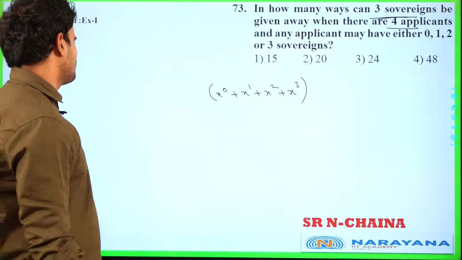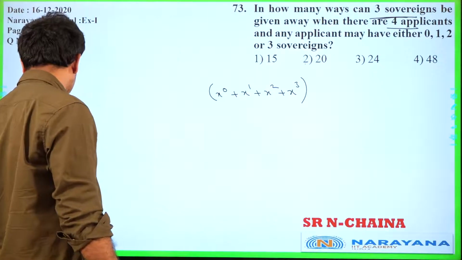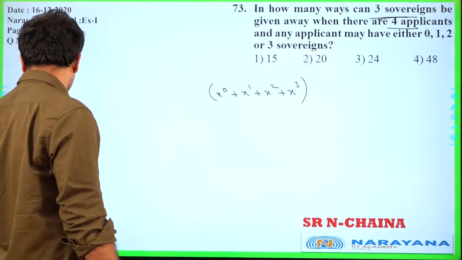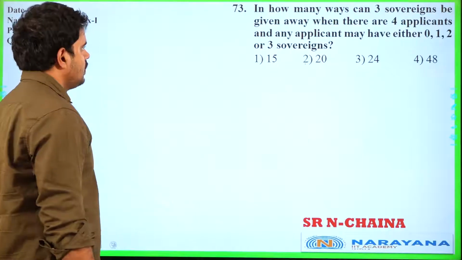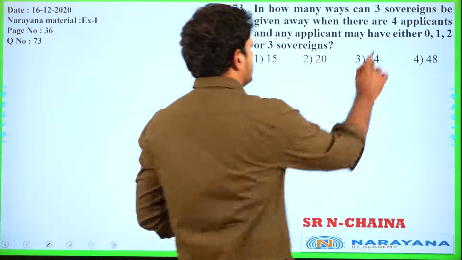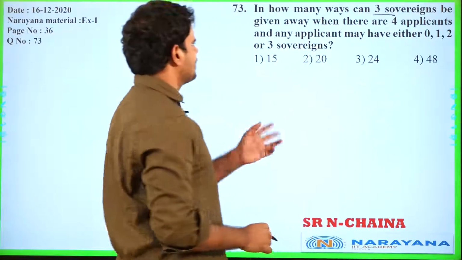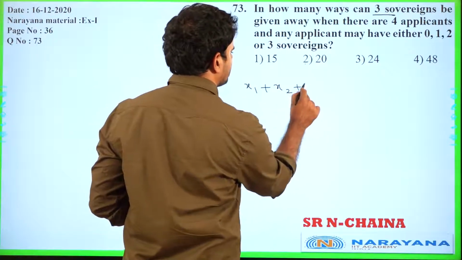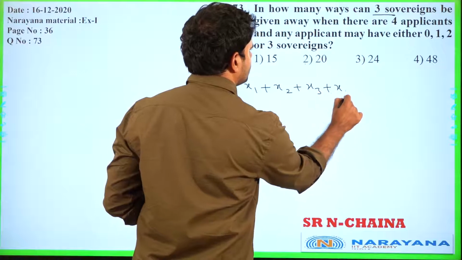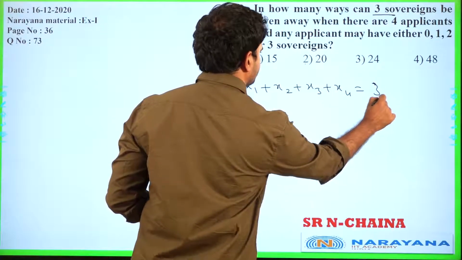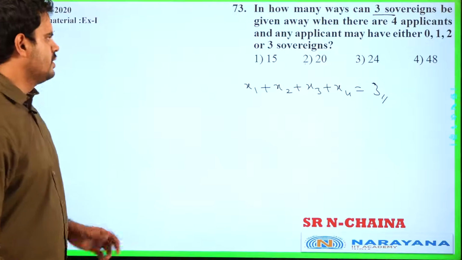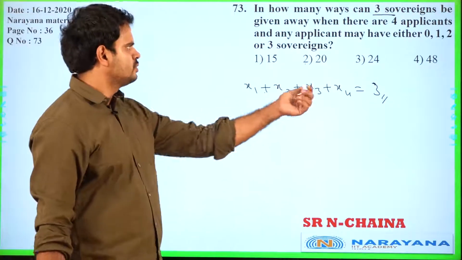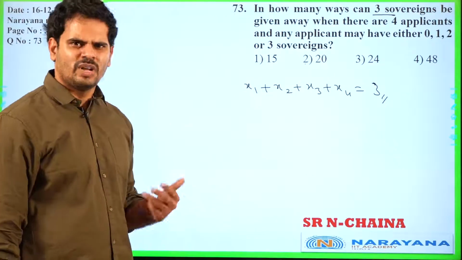So no need to use the binomial theorem, let me write it in that way actually, sorry for that. So we have 3 solenoids. Each applicant can get this, people. So what I can write is X1 plus X2 plus X3 plus X4 equal to 3. Each one can get 0, 1, 2 or 3.